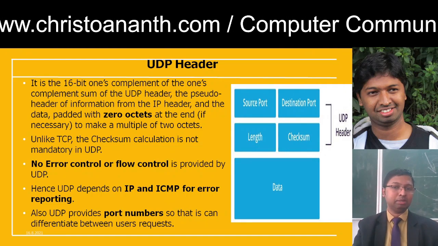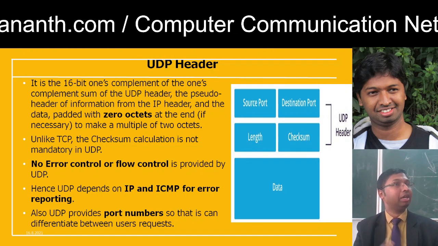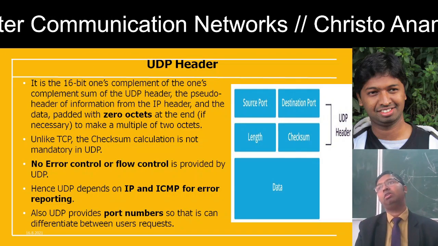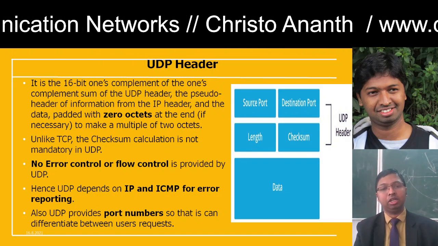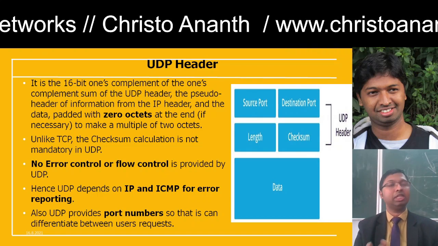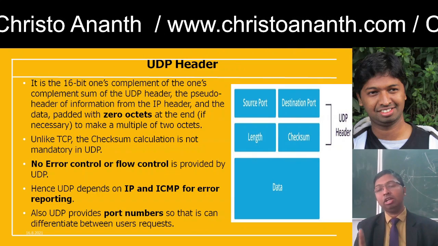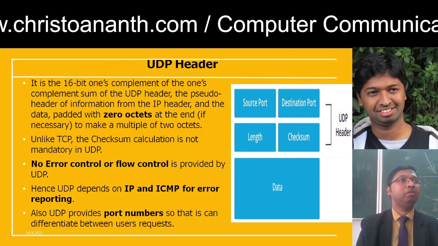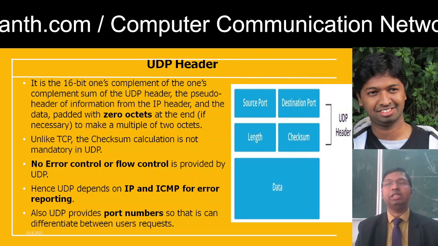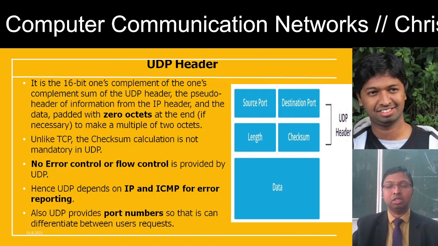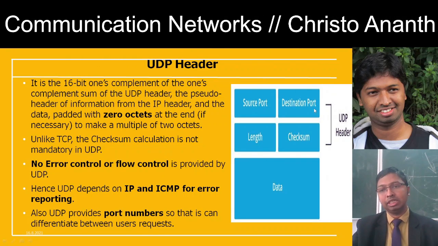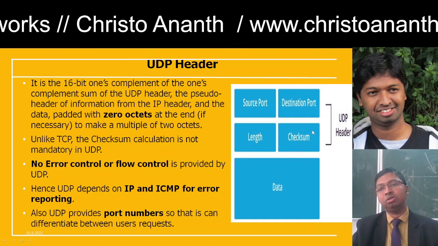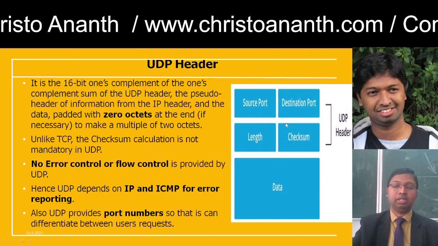Unlike TCP, checksum calculation is not actually important in UDP. There is no flow control or error control in UDP, but of course it depends on the Internet Protocol and Internet Control Message Protocol for error reporting. Also, UDP provides port numbers so that you can differentiate between user requests. So you will have source port, destination port, length, and then checksum along with the data. This is nothing but the UDP header.